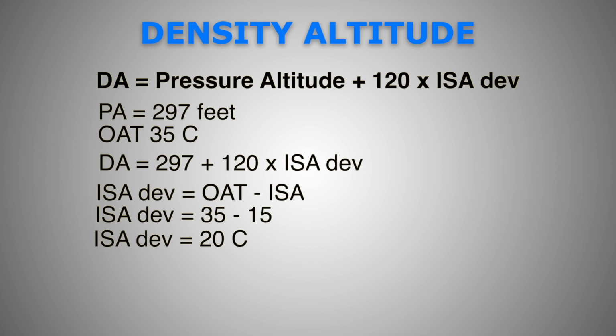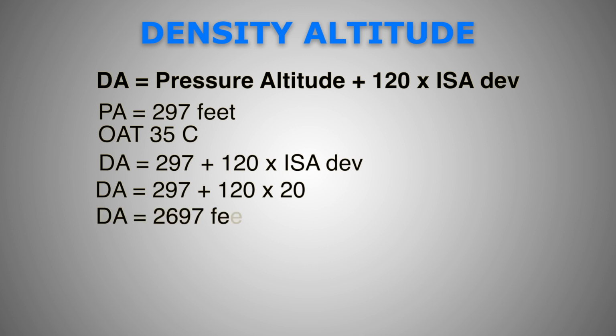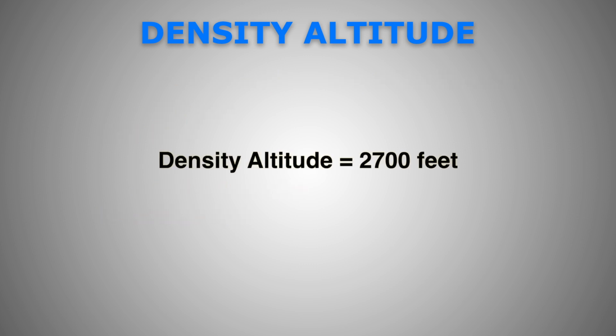Now we can continue plugging the values, and we get density altitude equals 297 of pressure altitude plus 120 multiplied by 20, which is ISA deviation, and we get 2,697 feet. So let's round it off to 2,700 feet for simplicity. Now, what does this figure tell us? It simply denotes that the airplane, though it is at sea level, with only about 50 feet of elevation, will perform as if it were at 2,700 feet. The airplane will feel like it were at 2,700 feet, meaning a relatively lower and degraded performance.